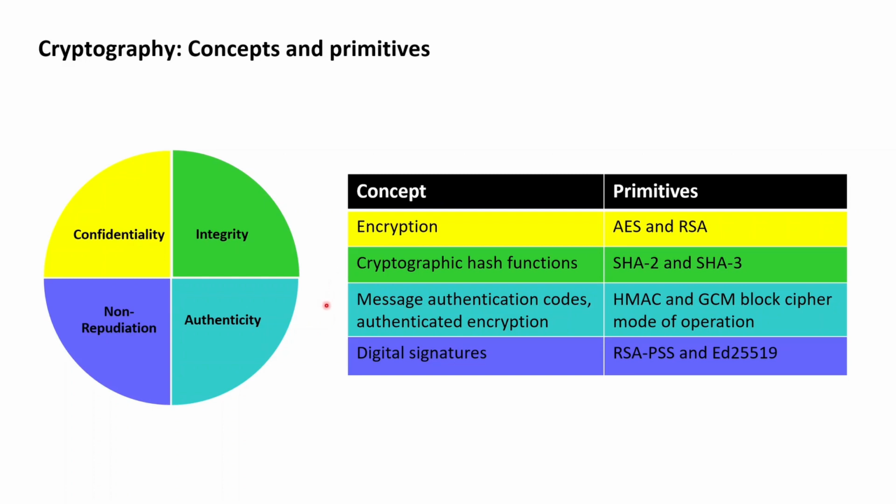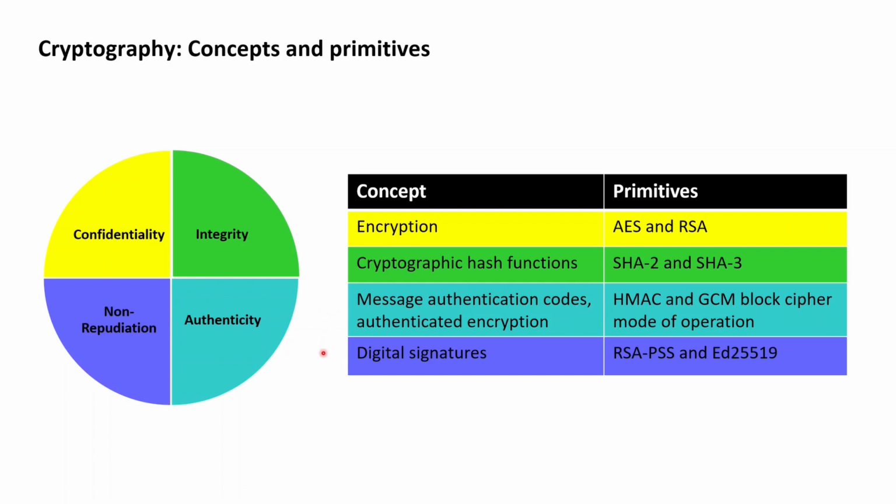Authenticity as a security goal is served by, for example, the concept of message authentication codes or authenticated encryption approaches. For message authentication code, a very prominent primitive is the hash-based message authentication code HMAC, and authenticated encryption is, for example, provided by the Galois Counter block cipher mode of operation GCM.